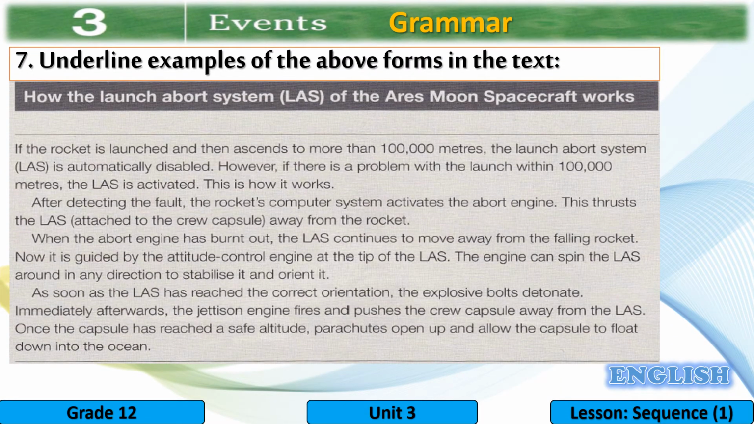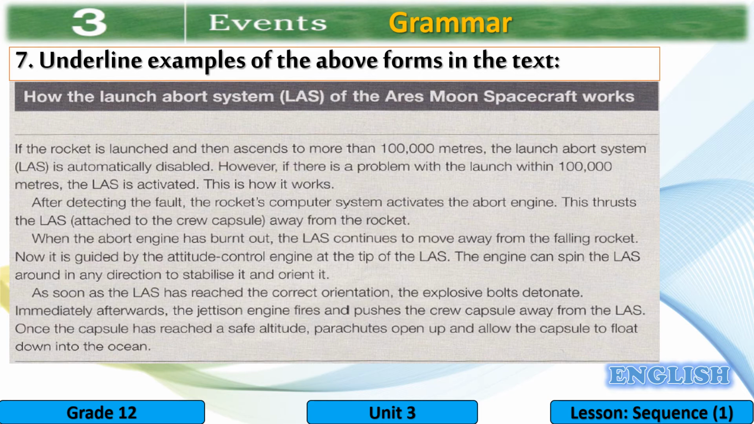Now, dear students, what we have to do now in exercise number 7 is to underline examples of the above forms in the text. As you know, we studied two forms. The first form, when the two clauses have two different subjects, and the second form, when the two clauses share the same subject. Now, what you have to do is to search for sentences that include time clauses. So pause the video, search, and come back in order to check your answers.